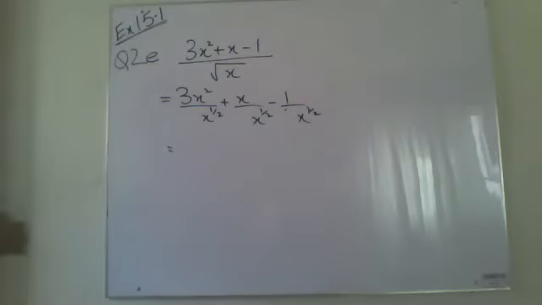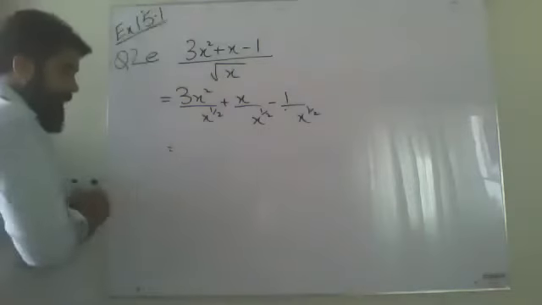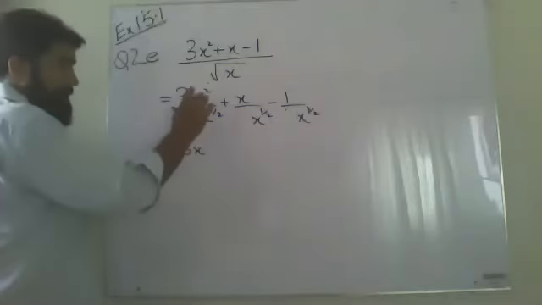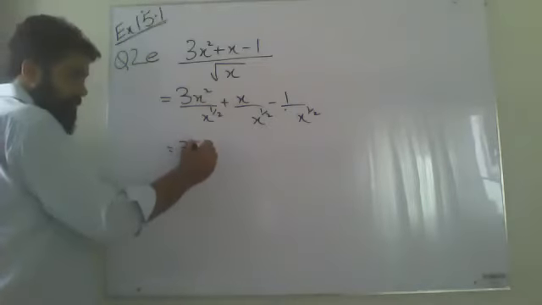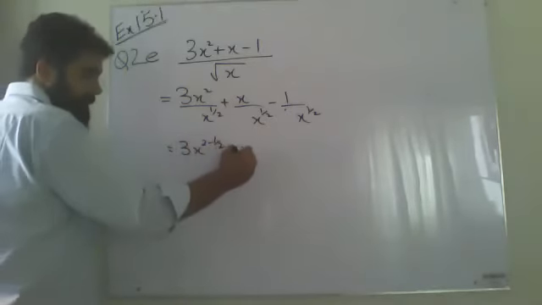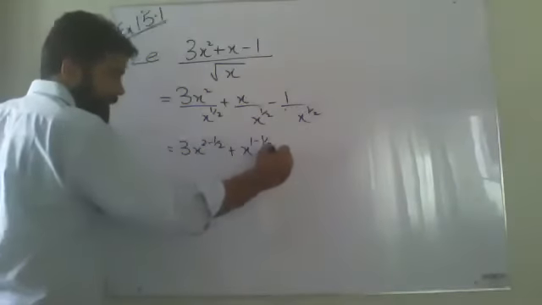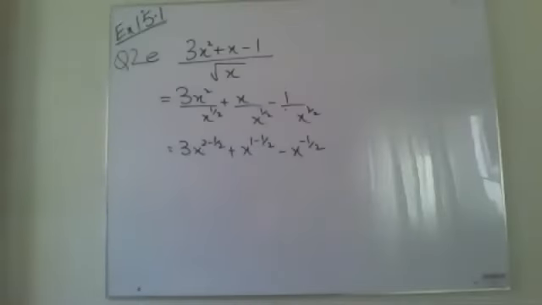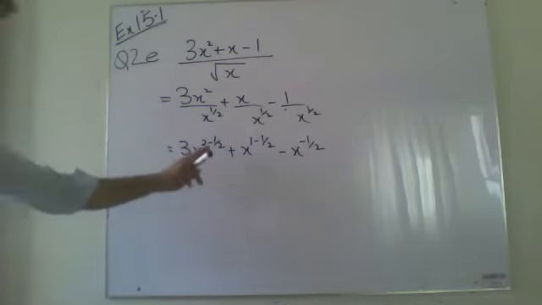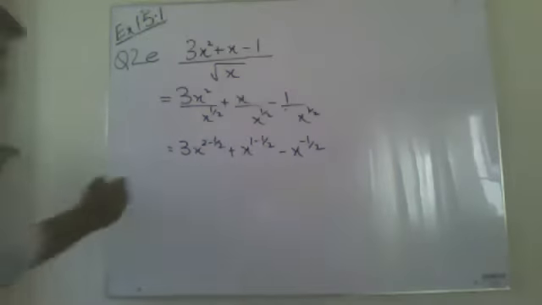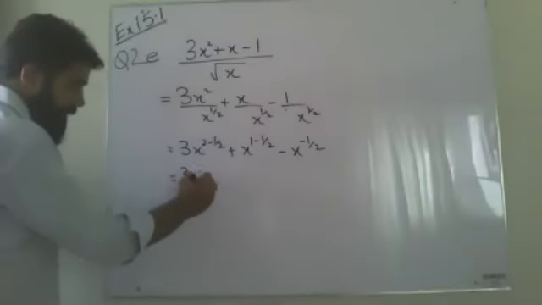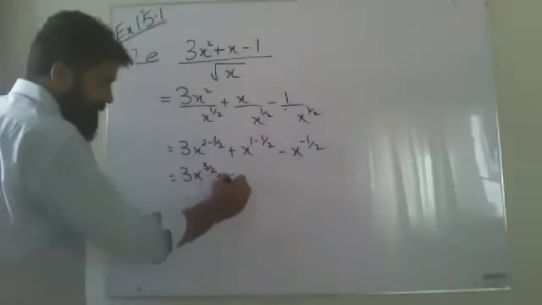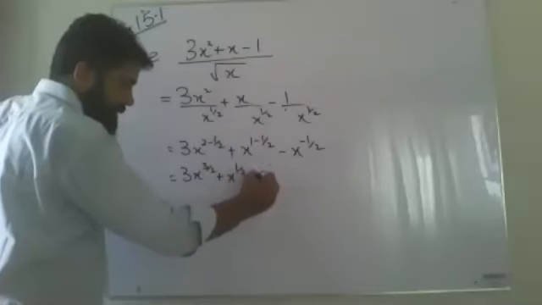Now x, shifting it over here, what will happen? 3x 2 power minus half plus x 1 minus power half minus x. Right now we are just working with simplified form. I'm not doing anything else. I'm just simplifying it. Okay. So 2 minus half will become 3 over 2. 3x power 3 over 2 plus x power half minus x power minus half.